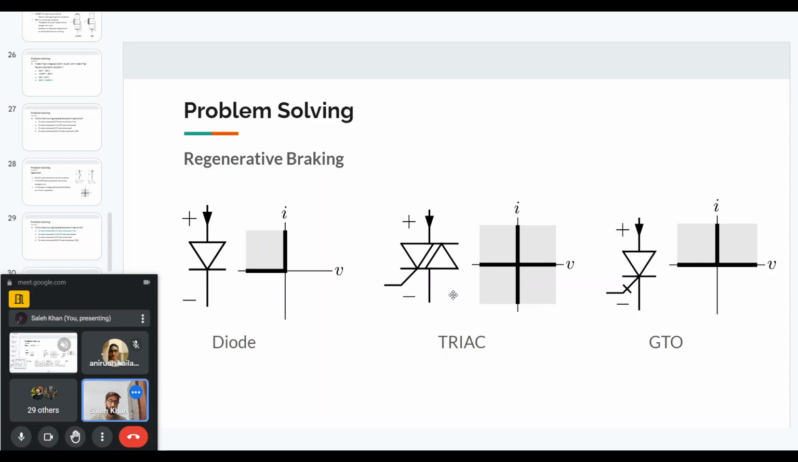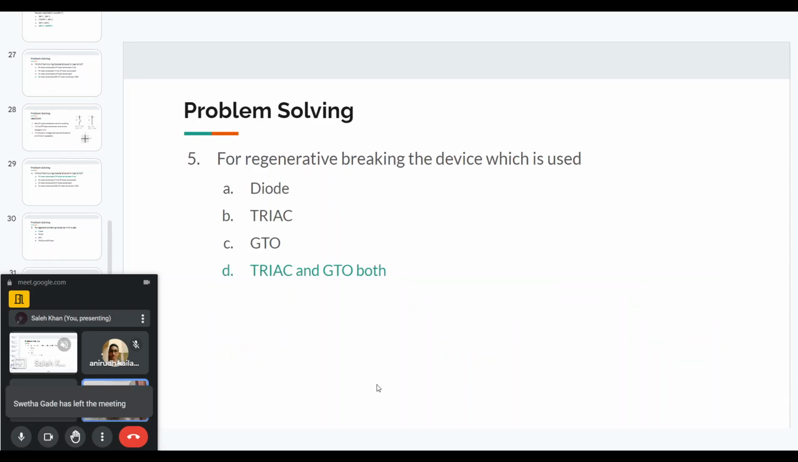And similarly for the triac, it will allow current in the positive direction as well as the negative direction, and it will block both positive as well as negative voltages. So it is a four quadrant device. It will basically allow all positive as well as negative power. So you can see here GTO and triac will allow bidirectional power flow, but the diode will not. So the answer to this problem is triac and GTO both can be used for regenerative braking.